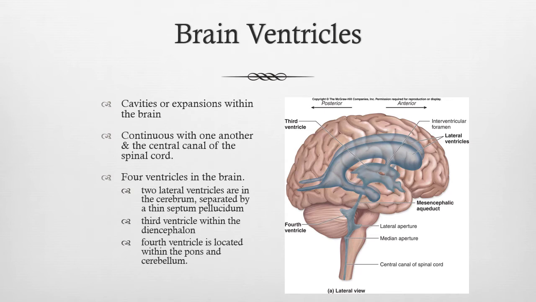Deep within the brain, we have the ventricles. As the brain was developing, the neural tube developed into the primary vesicles and went from there. And the space that was within the neural tube, in a sense, stays there, and that develops into the brain ventricles.